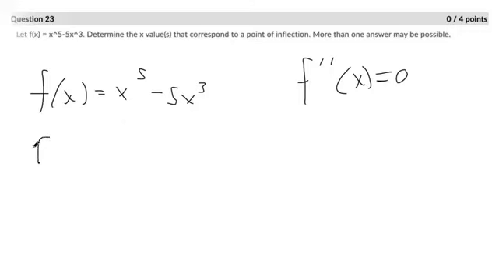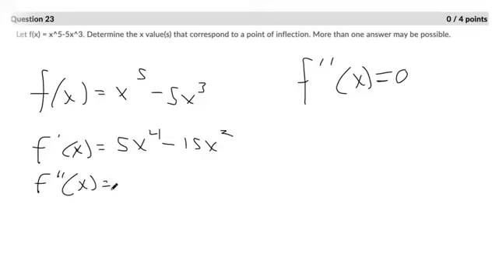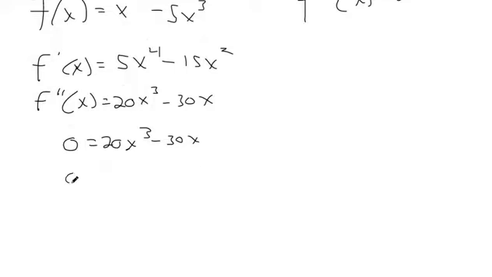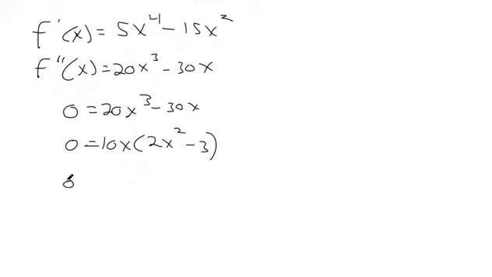So if we're going to find potential inflection points, we want to find the second derivative. So here comes the first derivative. And then the second derivative. And then we set the second derivative equal to 0 to find our potential inflection points. But remember, we got to still test them. So if I'm going to solve that equation, I want to factor out a 10x. And then set each factored piece equal to 0.